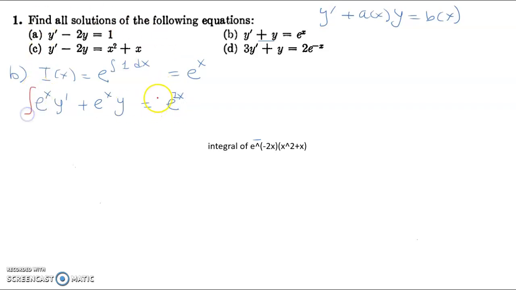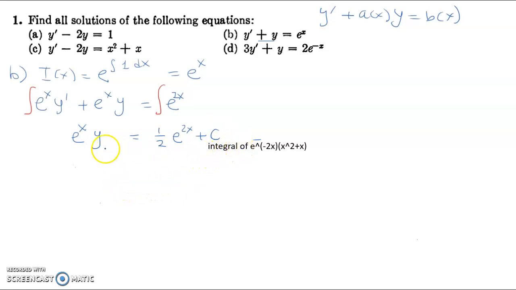After you have that, the next step is to integrate both sides. So the whole point, again, of utilizing the integrating factor is that your left-hand side will always end up nicely with our integrating factor times y. And this is going to be 1/2 e to the power of 2x plus c.